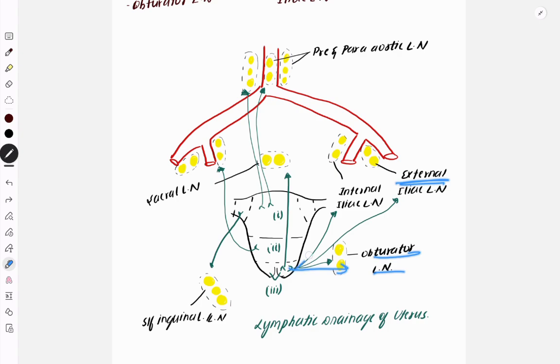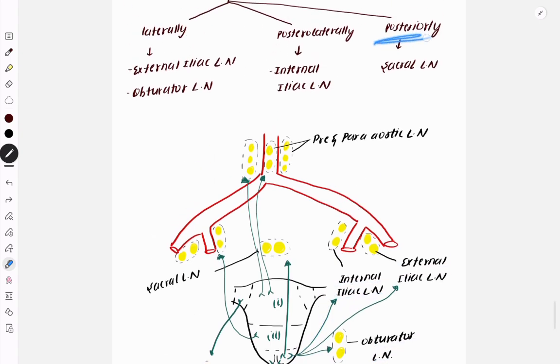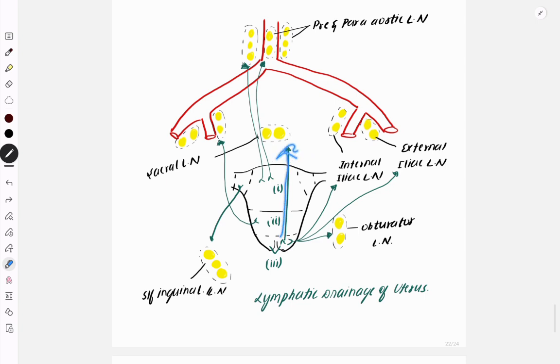and obturator lymph nodes. Posterolaterally it will drain into the internal iliac lymph nodes, and when we go posteriorly it will drain into the sacral lymph nodes, because sacral lymph nodes will be located posteriorly. So posteriorly it will drain into the sacral lymph nodes, posterolaterally into the internal iliac lymph nodes, and laterally it will drain into the obturator lymph nodes and external iliac lymph nodes.